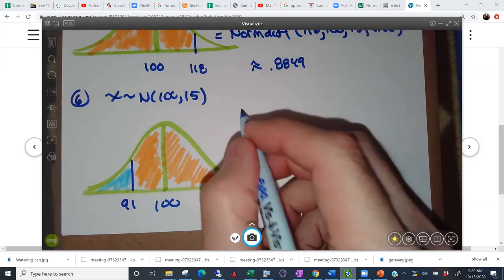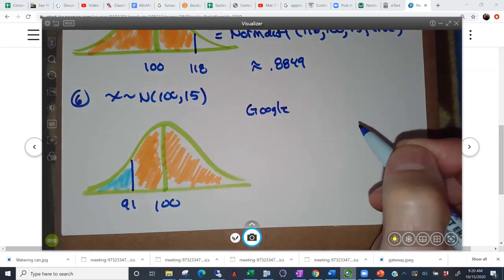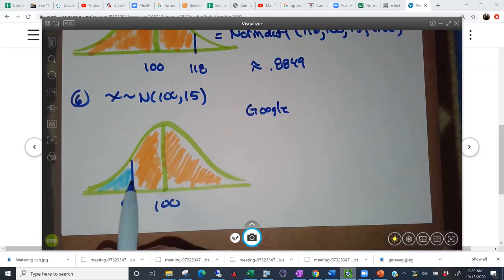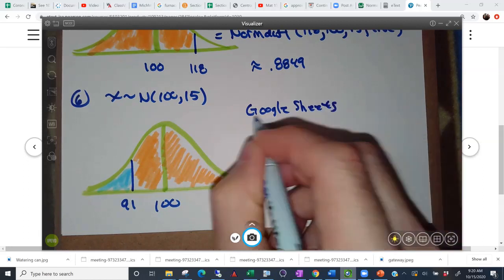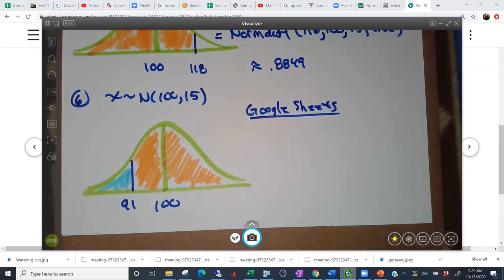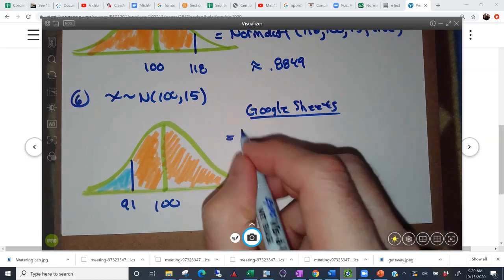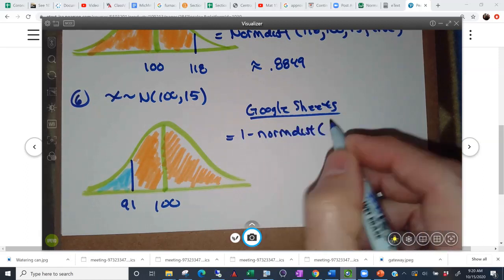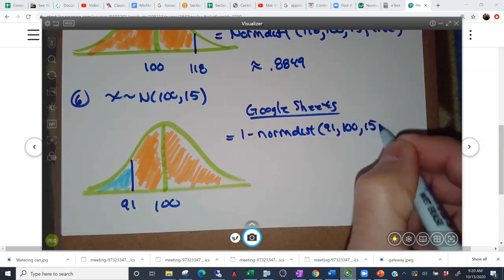Do you do norm? 1 minus that area. Say again? 1 minus that area. Ah, brilliant. The total area here is 1. So this part is going to be 1 minus the blue part. So perfect. Yeah, we're going to use the fact that the total area is 1 and do some subtraction. So that's going to equal 1 minus norm distribution of 91, comma 100, comma 15, comma true.